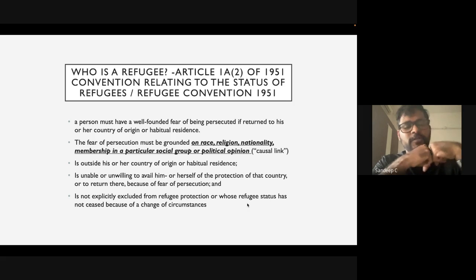Okay, that the direct perception of threat is mentioned in the convention. That is the ground, within the ground itself. In Article 1, Capital A, Clause 2, economic calamity is not a ground.